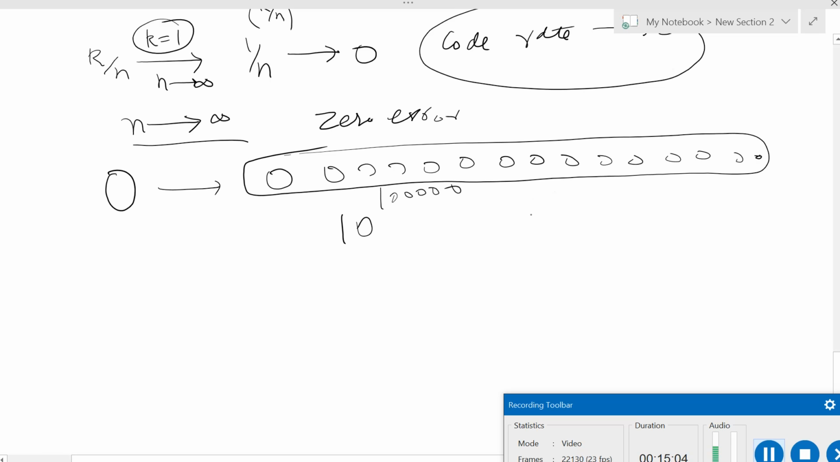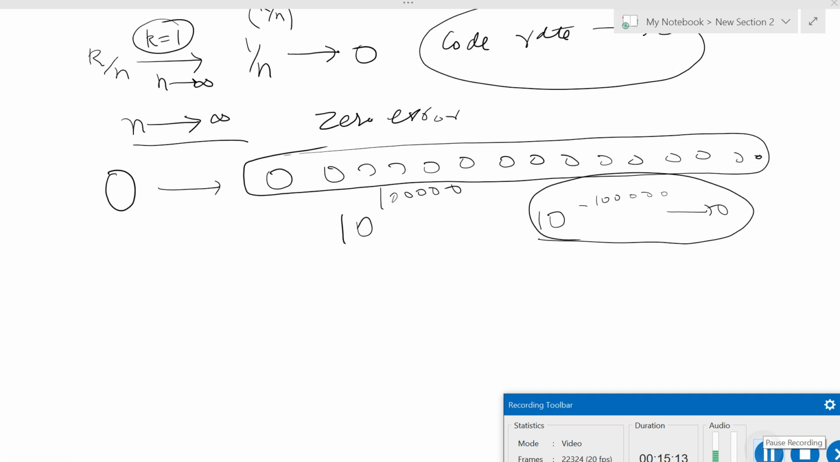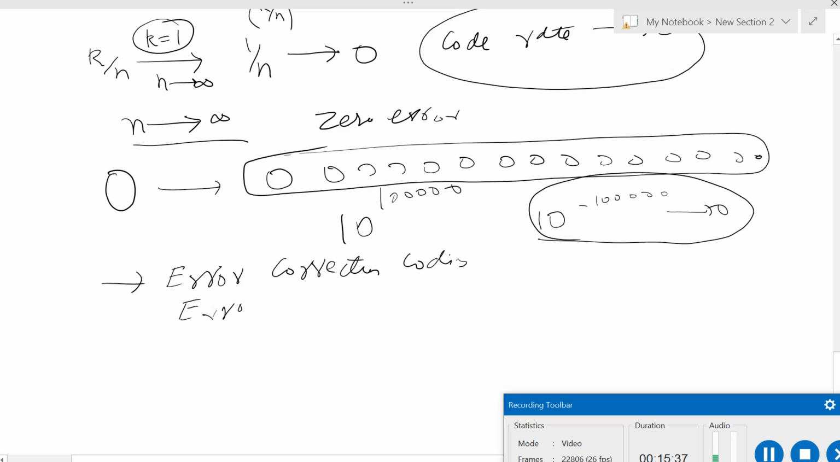But what is the loss? The rate is 10 to the power minus something, almost 0. So it means that you are not able to transfer anything. So that is where we need something called intelligent channel coding. Can we do better? Is there any other thing other than repetition coding? That opens the door of something called error correction coding or error control coding.